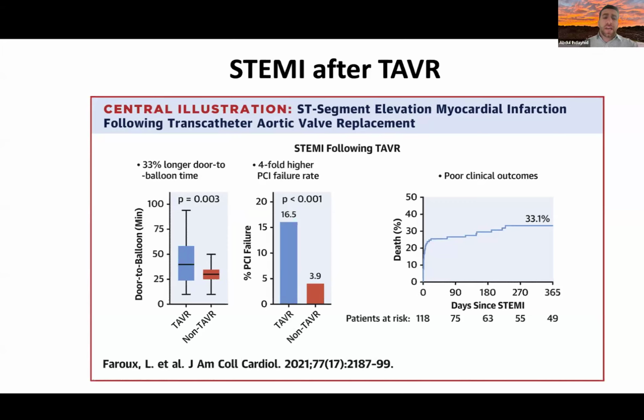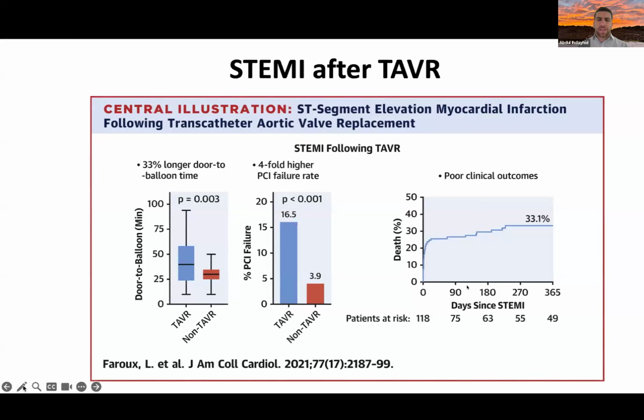This was really interesting data that came out a few years ago, highlighting that if you had an ST elevation myocardial infarction, or for those who are not doctors on the call, a full-blown heart attack or a blocked artery, your outcomes are significantly worse. Your door to balloon time, or the time it takes for us to open the artery, is significantly longer, with a fourfold higher PCI failure rate. Now, I'm an interventional cardiologist, and there are interventional cardiologists on the call. PCI failure in STEMI is very low. And finally, the mortality in these patients was tracking nearly what you would see in cardiogenic shock, which is some of the sickest patients that we treat.